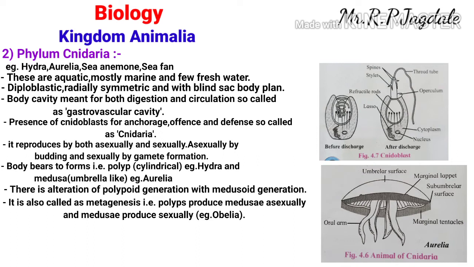The cnidoblasts are for anchorage, offense, and defense. They reproduce sexually as well as asexually, asexually by budding and sexually by gamete formation. An alternation of generation is there, that is called metagenesis, alternate polyp and medusa generation. This is about the phylum Cnidaria.